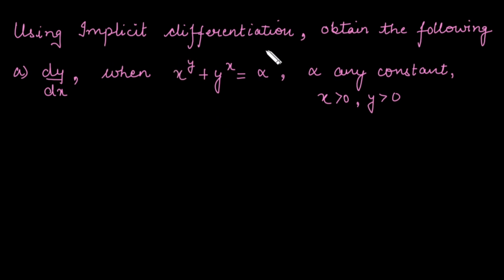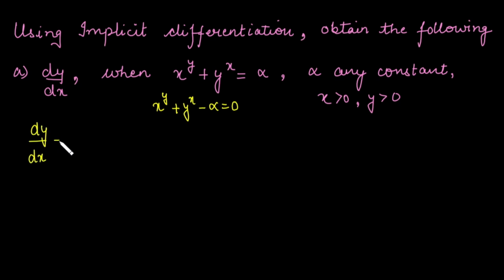Using implicit differentiation, obtain the following. The first case is to find the derivative of y with respect to x when we have this function where alpha is a constant and x, y are greater than 0. First, we will write the function in the form equal to 0. So we can write in this case x raised to power y plus y raised to power x minus alpha is equal to 0. Now we need to calculate the derivative of y with respect to x.